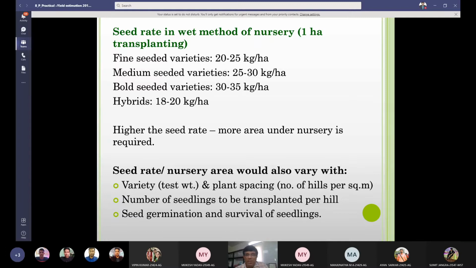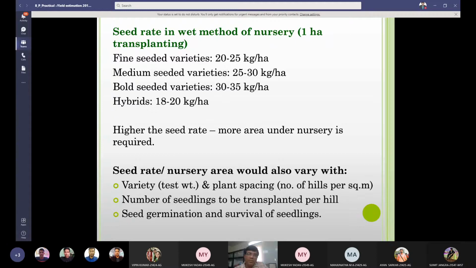Then for medium seeded varieties, the seed requirement of nursery is 25 to 30 kg per hectare. For bold seeded varieties, 30 to 35 kg. So you see, as the size or weight of the seed increases, the seed rate increases. The finer the variety, the lower the seed rate. The coarser or bolder the variety, the higher the seed rate.